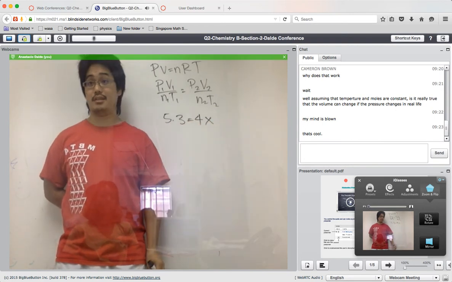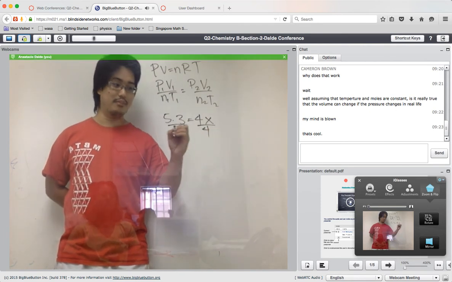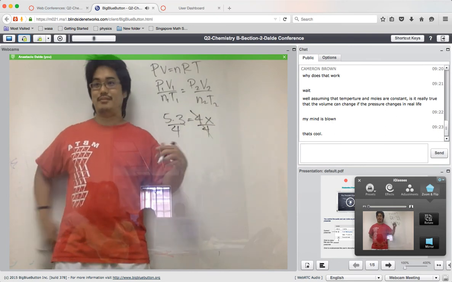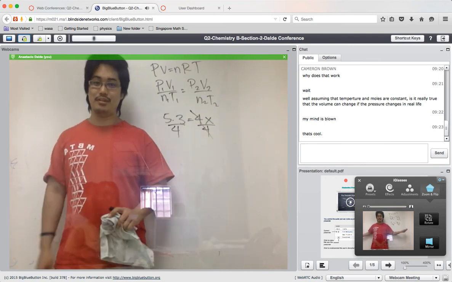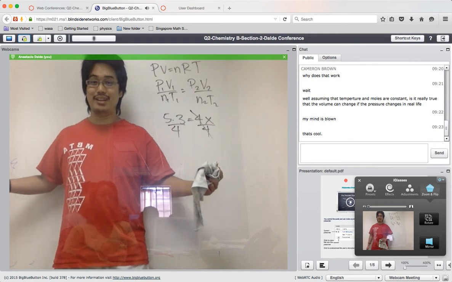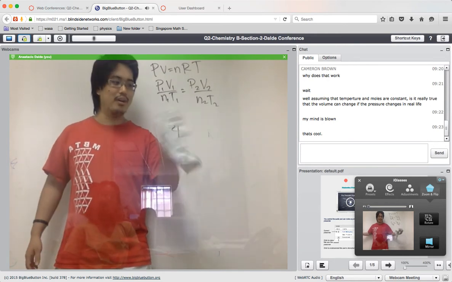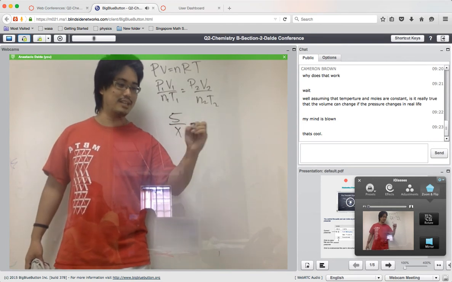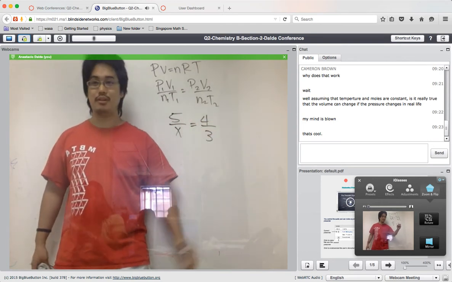solve for x. Divide by 4, divide by 4. X equals 5 times 3 over 4. That's the kind of stuff I'm asking you to do. When you really look at it, that's all I'm asking. Maybe the only other complicated thing I could do is something like this: 5 over x equals 4 times 3, or 4 divided by 3.